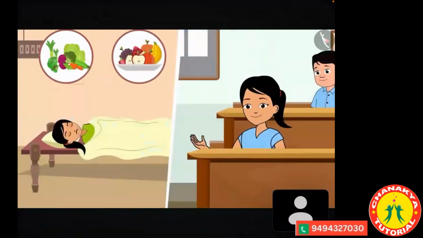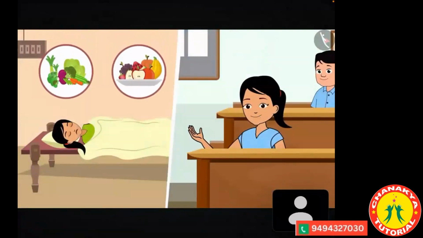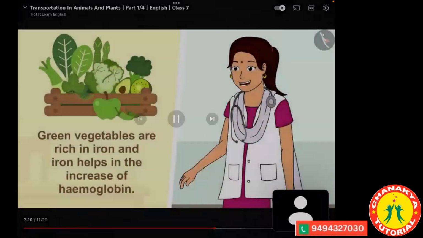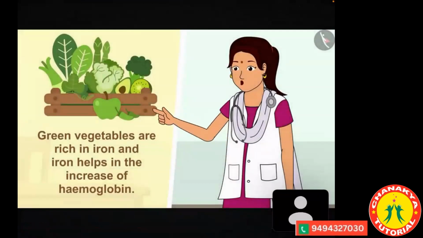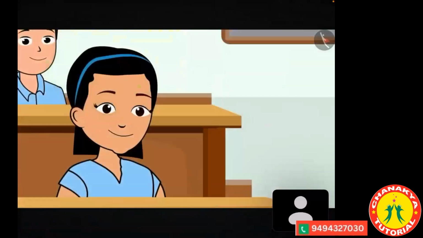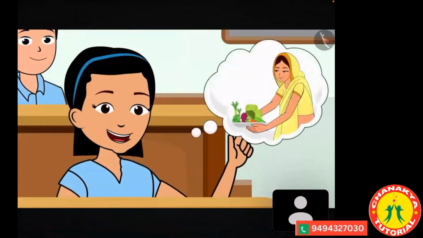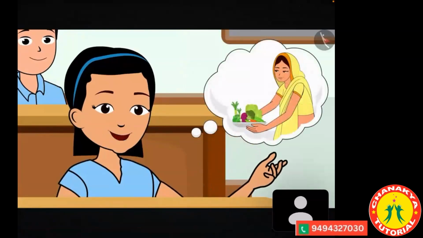The doctor had prescribed me to eat green vegetables and fruits. So that is why the doctors will be asking to eat the green vegetables, because they have iron in them, and iron will be increasing the hemoglobin amount in your body. Yes, because green vegetables are rich in iron and iron helps in the increase of hemoglobin. Oh, so this is the reason why my mother asks me to eat spinach. Now I understood.